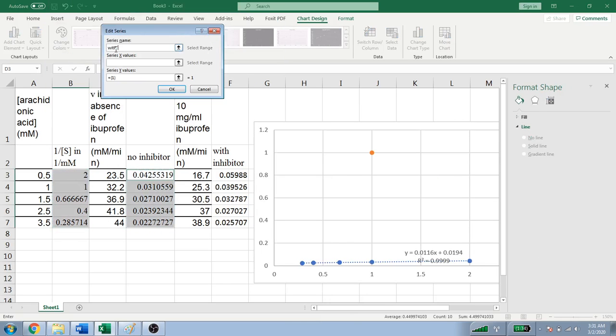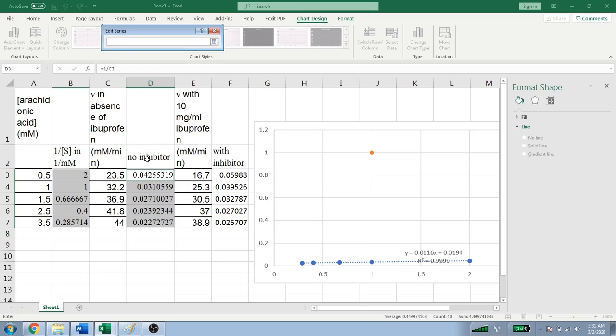I'm going to add 10 milligrams per milliliter inhibitor, and click on the X selector. Oh, that's not the X, sorry. The X is the same. It's this X. That's the X. Then click on the Y selector. These are the Ys.